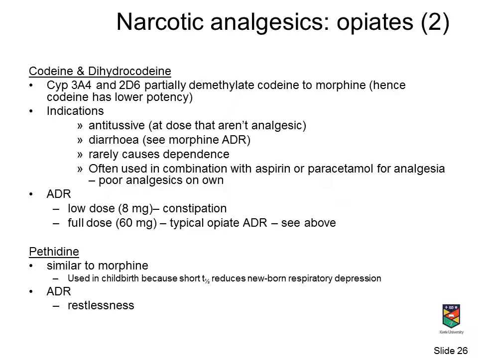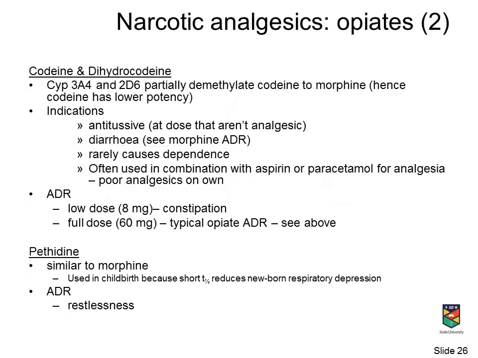Now, in terms of the adverse effects that patients have experienced, it depends upon the dose of codeine. So relatively low doses can cause constipation. It's only when you go to the high doses, such as 60 milligrams, that you start to see the typical adverse effects that we described on the previous slide.